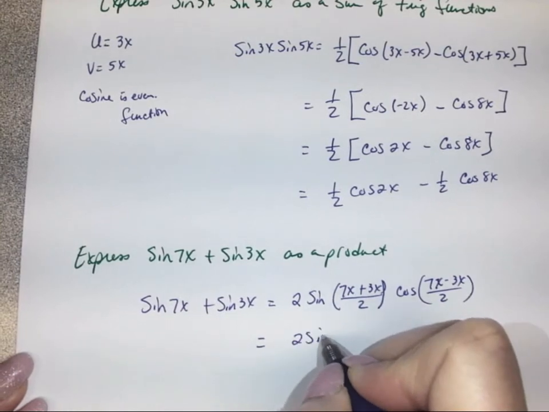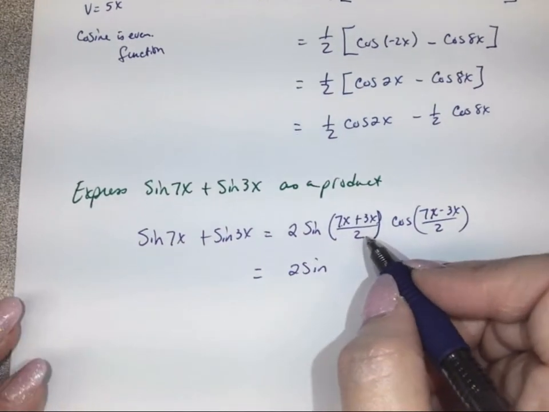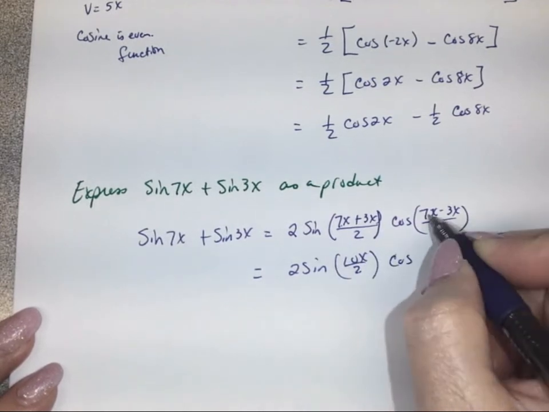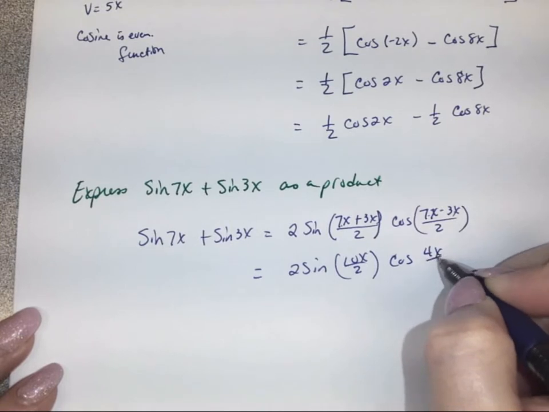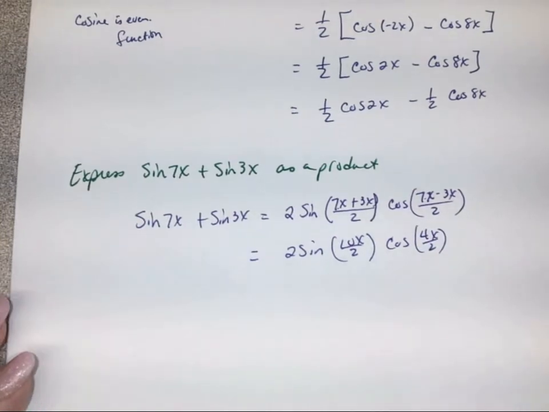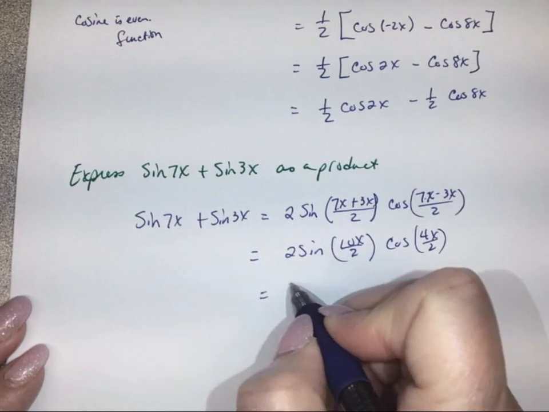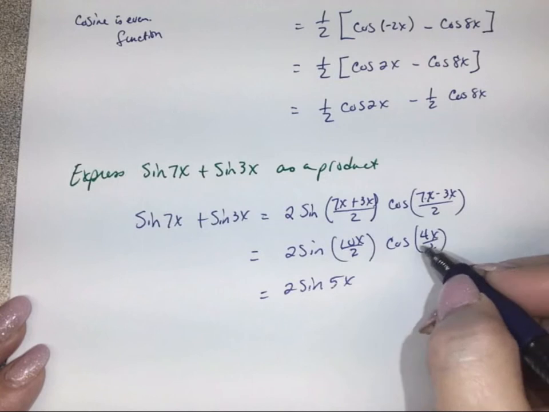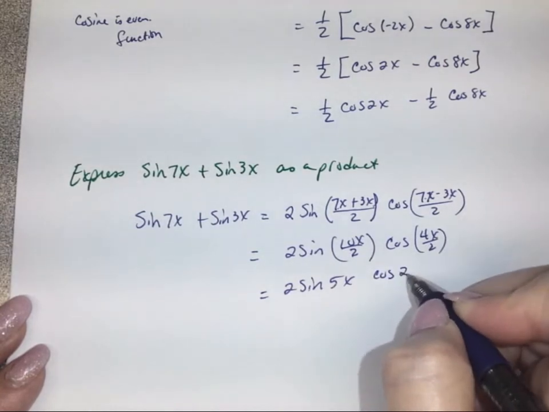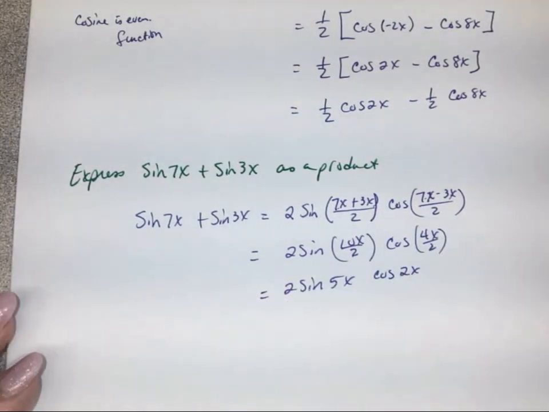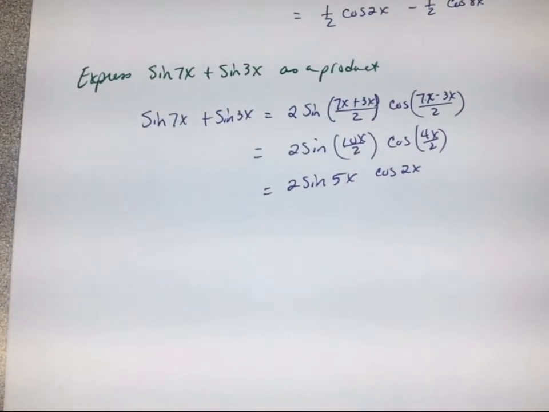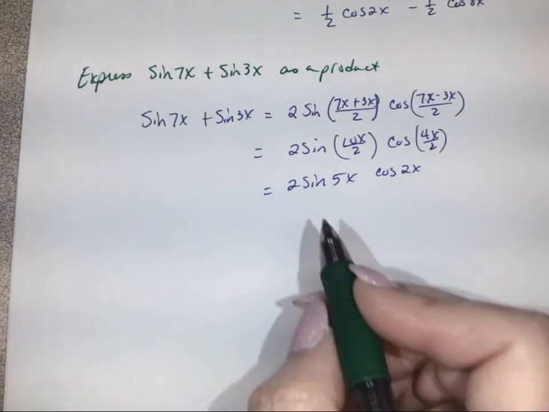So this will be 2 times the sine. 7x plus 3x will get you 10x over 2 times the cosine of 7x minus 3x will get you 4x over 2. So 10 divided by 2 will get us 2 times the sine of 5x. 4x divided by 2 will get us cosine of 2x. And that's your final answer right there. So some of these will go a little bit faster than others. All right, let's go look at our next example. And it should be our last one.